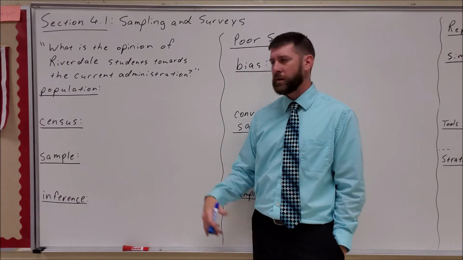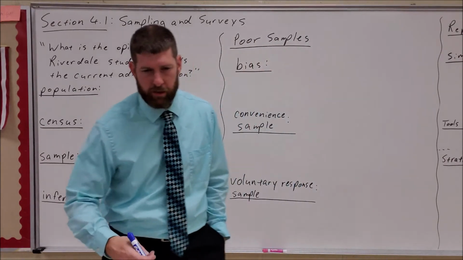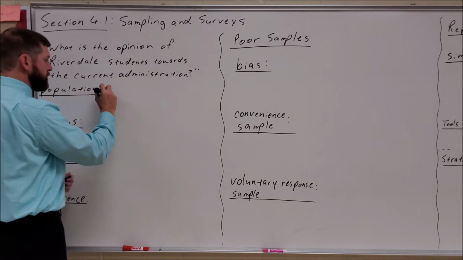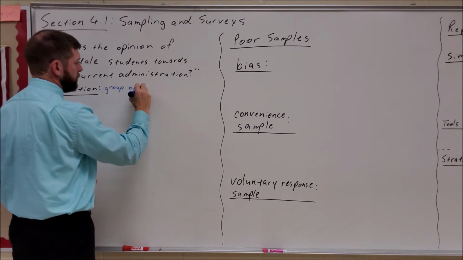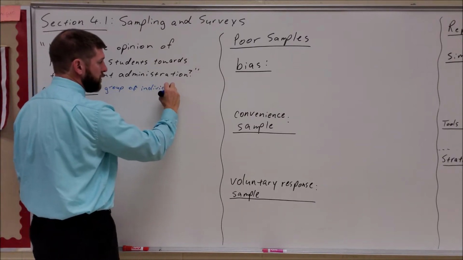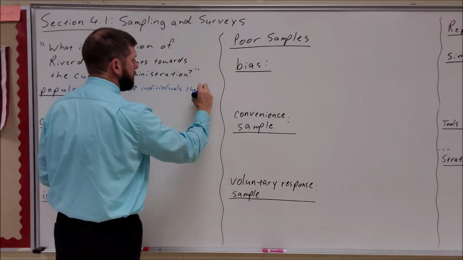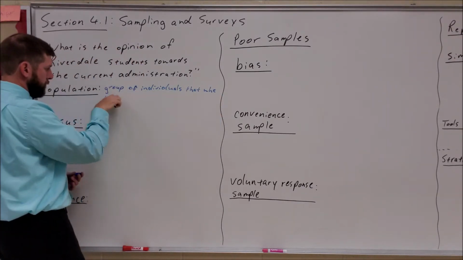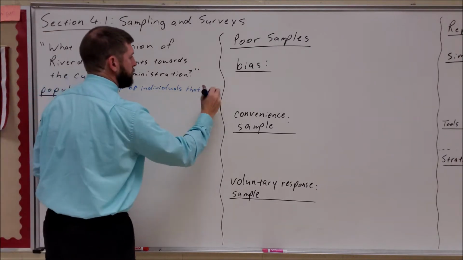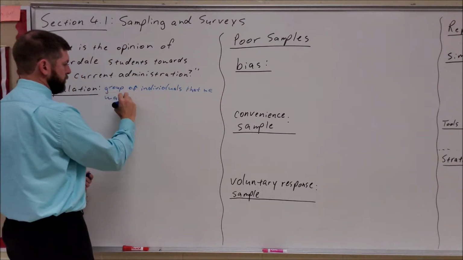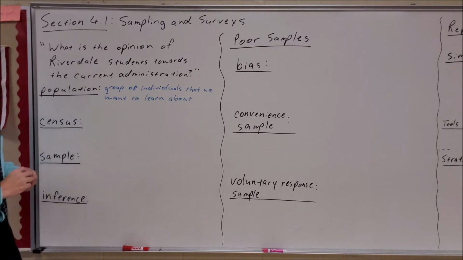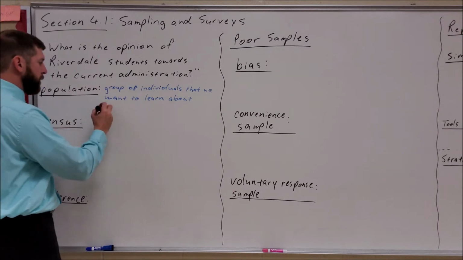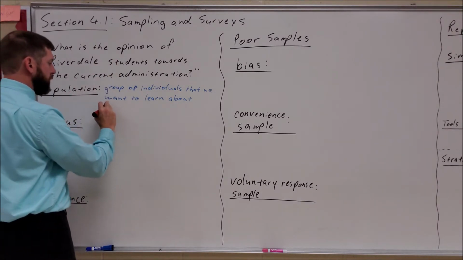First thing is population. When we say population, what do we mean? The population is just a group of individuals that we want to learn about. So in our scenario, what's the group of individuals that we want to learn about? Well, we want to learn about all Riverdale students. So that would be our population for this question: all Riverdale students.